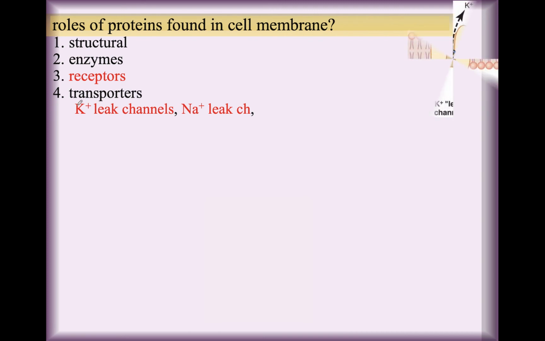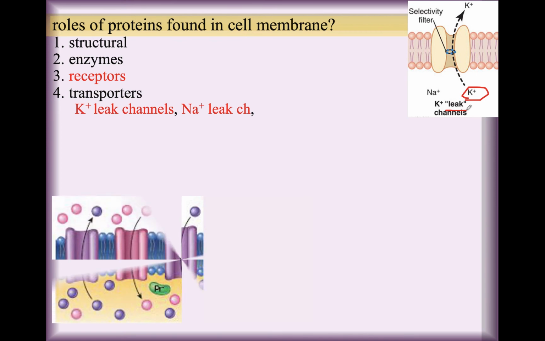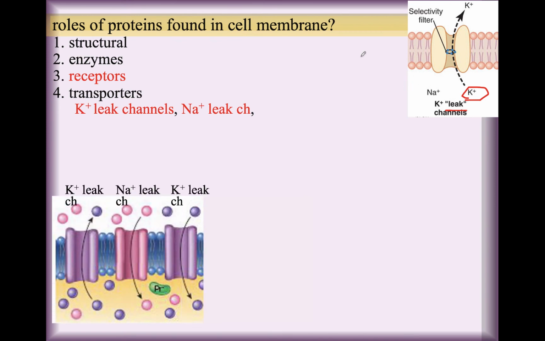And we have some transporters that are just open channels. This is like a little piece of a straw. Here are the walls of the straw, and there's the middle part. And here's potassium, and it's going to diffuse from high concentration in the cell to low concentration outside. This is just always open. It's a leak channel. And so not only do we have potassium leak channels, but we also have sodium leak channels.